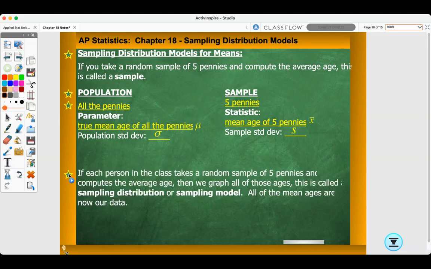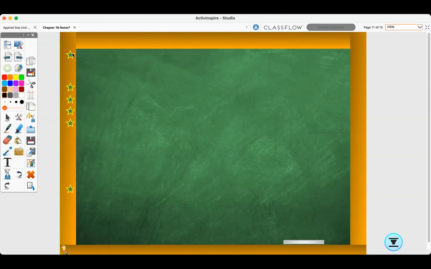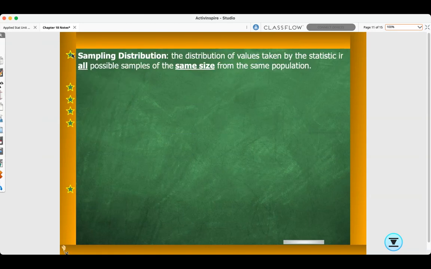If each person in the class takes a random sample of 5 pennies and computes the average age, then we graph all of these ages. This is called a sampling distribution or a sampling model. All of the mean ages are now our data. The sampling distribution is the distribution of values taken by the statistic in all the possible samples of the same size from the same population.